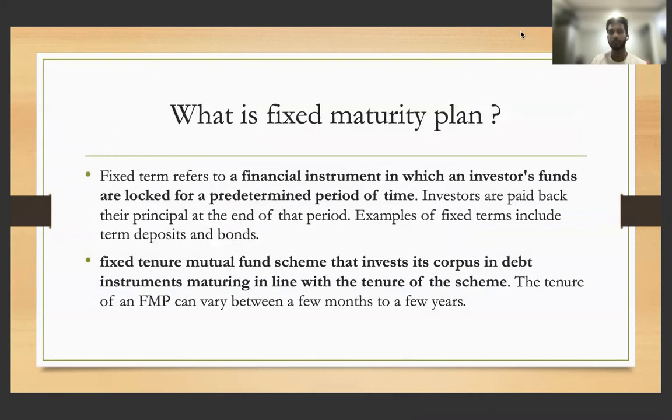So what is a fixed maturity plan? Fixed term refers to a financial instrument in which an investor's funds are locked for a predetermined period of time. Investors are paid back their principal at the end of this period. Examples of fixed terms include term deposits and bonds. A fixed tenure mutual fund scheme that invests its corpus in debt instruments maturing in line with the tenure of the scheme is called a fixed maturity plan.